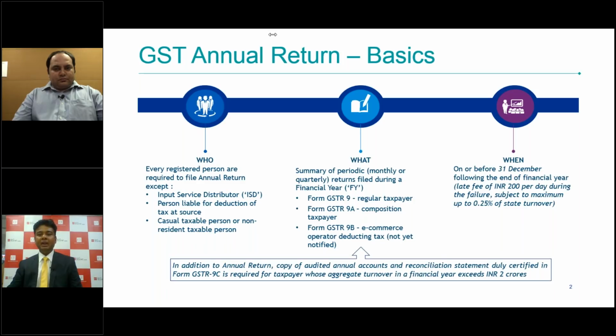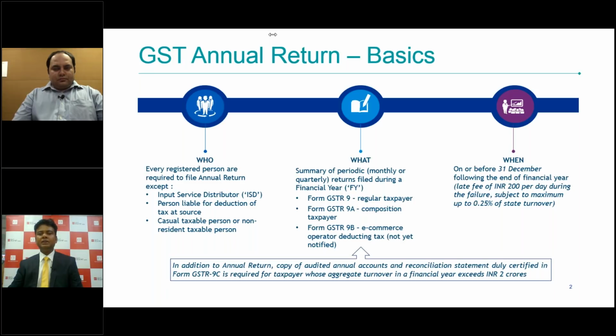When is it required to be filed? It needs to be filed by 31st December, which means 31st December 2018 for the last year, from July 2017 till March 2018, and any failure would attract a penalty of 200 rupees per day, subject to a maximum of 0.25% of the state turnover.